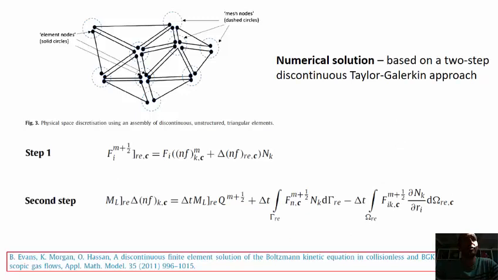The numerics are based on a 2-step Taylor-Galerkin approach. In step 1, at the physical space cell level, half-time step fluxes are computed using a Taylor expansion approximation. And in the second step, a Galerkin weighted residual approach is used to work out the solution increments at each node in physical space based on the fluxes that were computed at the half-time step in step 1. And this results in a second-order scheme both in time and space.